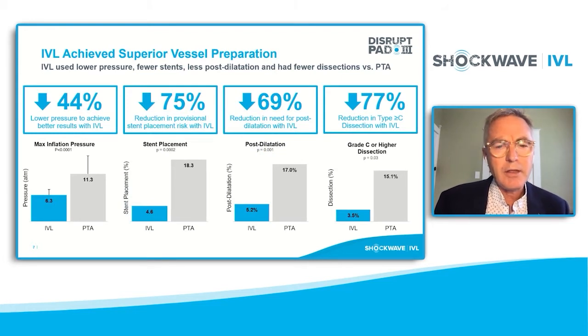If we have a look at some of the other procedural characteristics, we see that there was a 44% reduction in the pressure required to achieve dilatation success. Very impressively, a 75% reduction in provisional stent placement with intravascular lithotripsy, a 69% reduction in the need for post-dilatation after IVL, and finally, as we've seen in the other DISRUPT trials, a very dramatic low incidence of dissection requiring intervention after IVL, a 77% reduction in grade C or worse dissection after IVL.